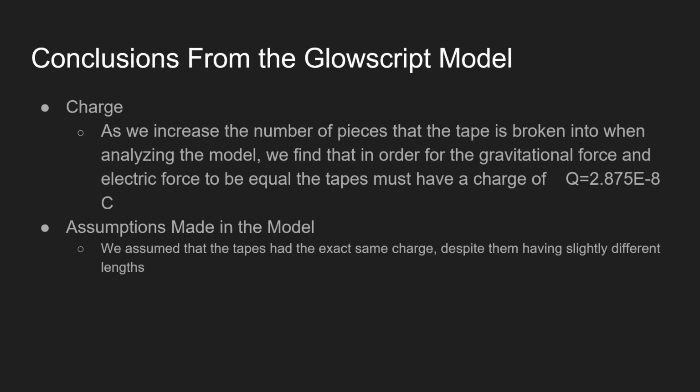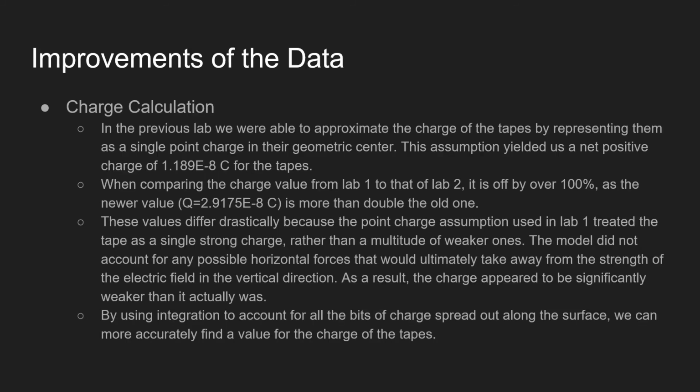As far as conclusions from the GlowScript model, we conclude that as we increase the number of pieces that the tape is broken into when analyzing the model, we find that in order for the gravitational force and electric force to be equal, the tapes must have a charge of 2.875 times 10 to the negative 8th coulombs. As far as assumptions made in the model, we assume that the tapes had the exact same charge, despite them having slightly different lengths. As I previously said, the main point of this lab was to improve upon the data that we found in Lab 1.